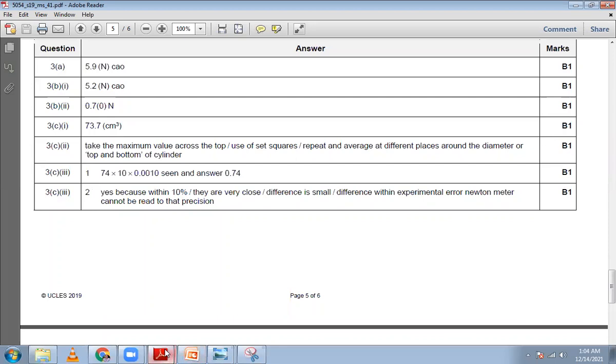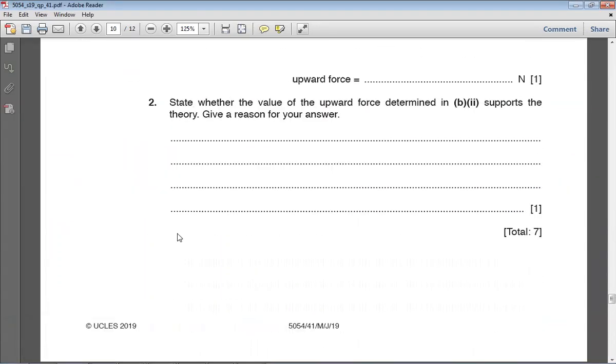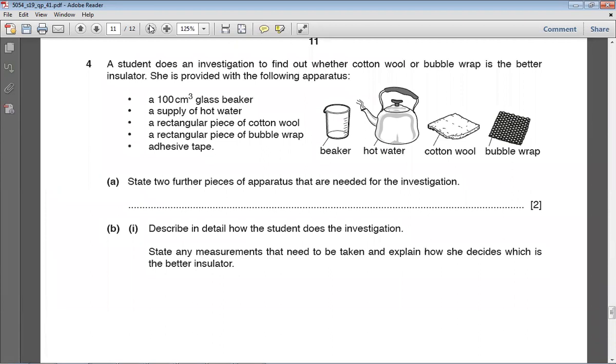The next question is question number 4, and it is coming up on your screen. He says, a student does an investigation to find out whether cotton wool or bubble wrap is the better insulator. She is provided with the following apparatus: a 100 centimeter cube glass beaker, a supply of hot water, a rectangular piece of cotton wool, a rectangular piece of bubble wrap, adhesive tape, and state 2 further pieces of apparatus that are needed for the investigation, because we will cool them down in our experiment.